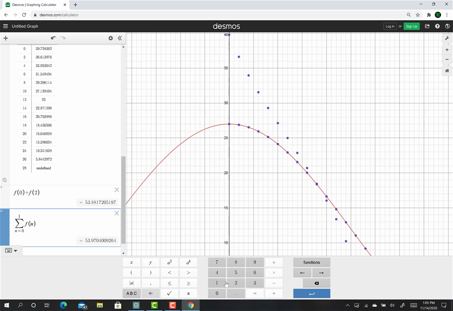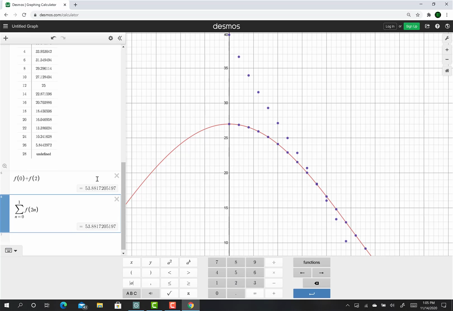And now look at that. It's the same number. So what's happening? Now that I put a 2 in there, look, this is like my first one. The first iteration is going to be F of 0 because it's 2 times 0. Plus, the second iteration is going to be 2 times 1, which is F of 2. See, so now we got it, guys. We got the correct formula.